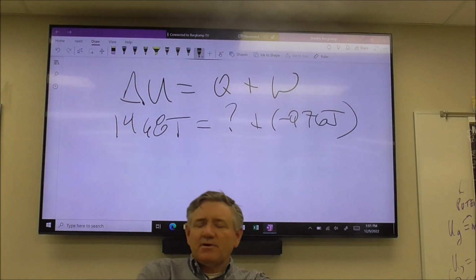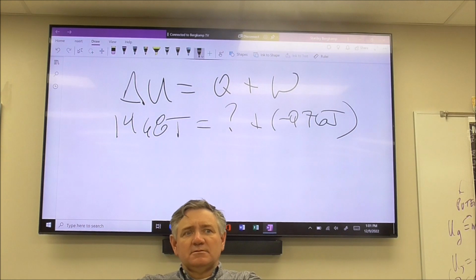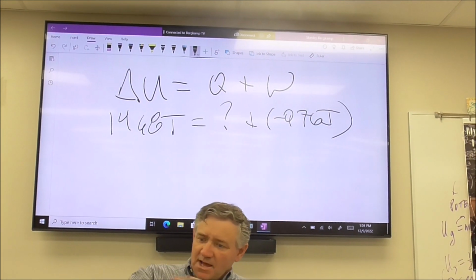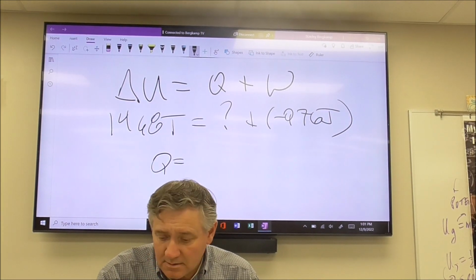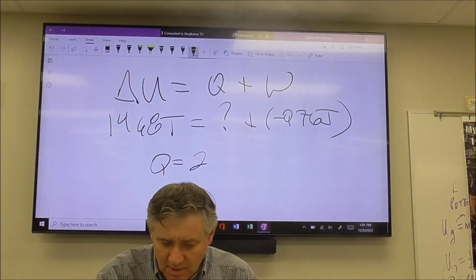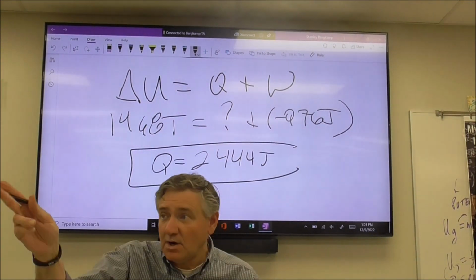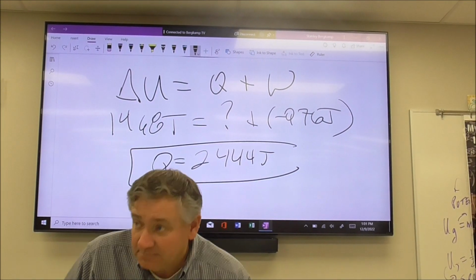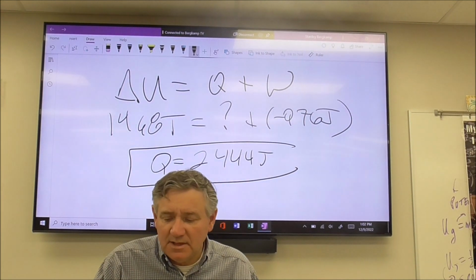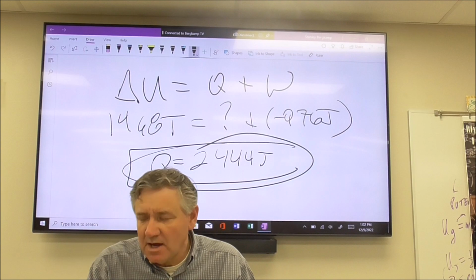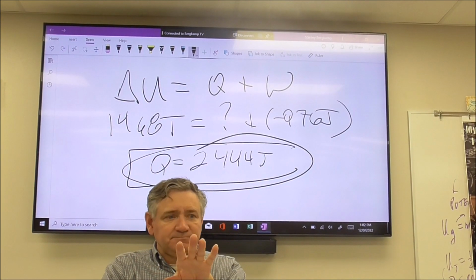So can I figure out what my Q value is? Yes. What am I going to do? Add that 976. So what do you get as the Q value? It's like 2444. So here's what this means if we go with the dime analogy, okay? In my will, I'm going to leave Dime $2,444. Okay, that's how much I'm going to leave him.